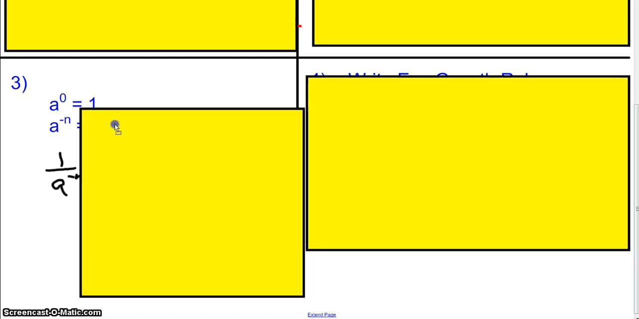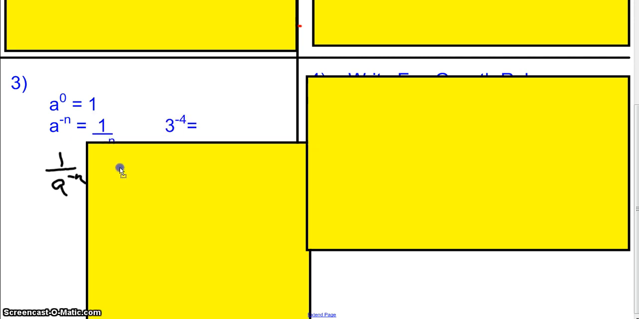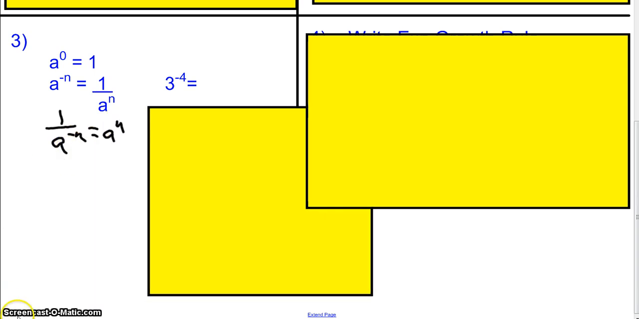Okay, so now a to the negative n. We know that a negative exponent is about location. So a to the negative n equals 1 over a to the n, right? If your negative n is in the denominator, we move that to the numerator. So we have 3 to the negative 4.